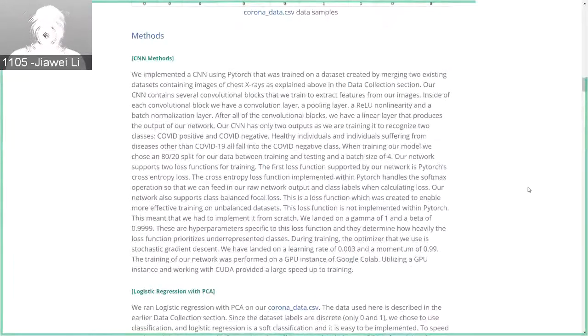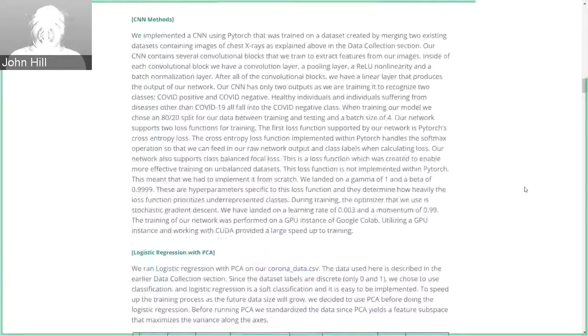The convolutional neural network was made from several convolutional blocks. These blocks contained a convolutional layer, followed by a pooling layer, followed by a ReLU nonlinearity. The most important hyperparameter that we chose for this network was the loss function. We implemented two loss functions, the first being cross-entropy loss, and the second being class balance focal loss. This loss function enables more efficient network training across unbalanced classes.